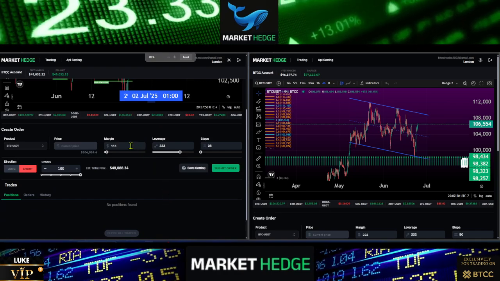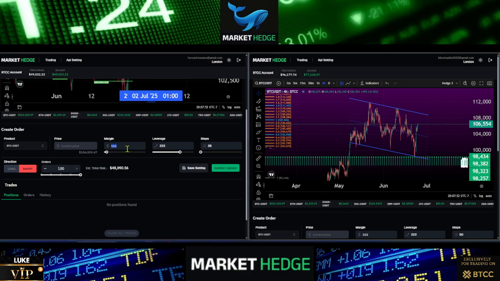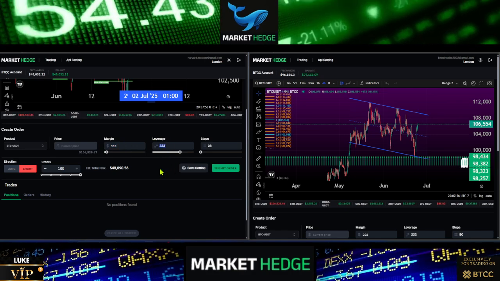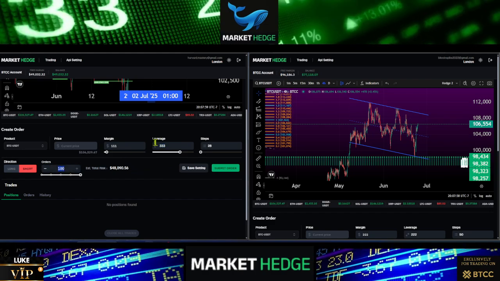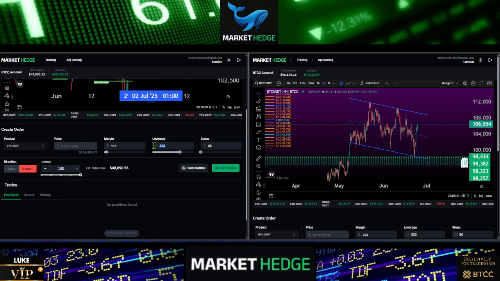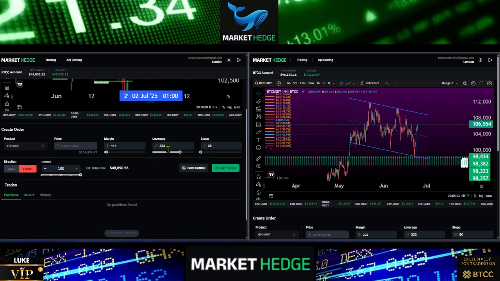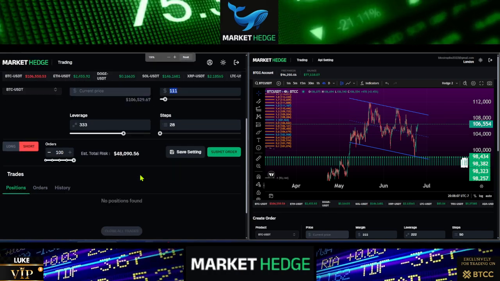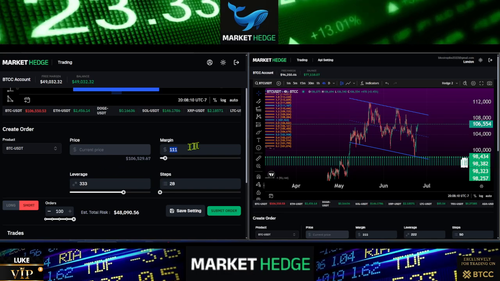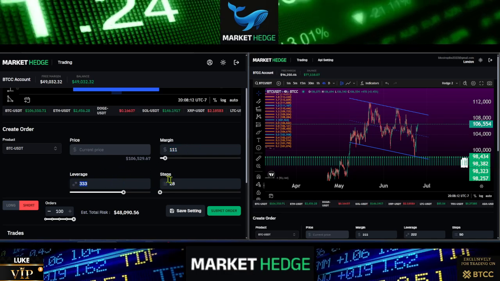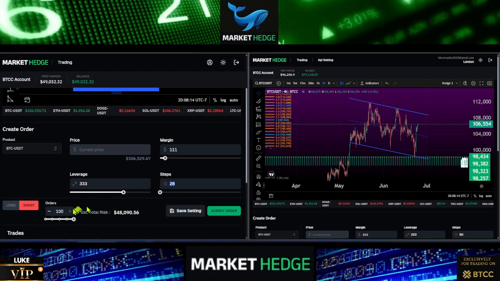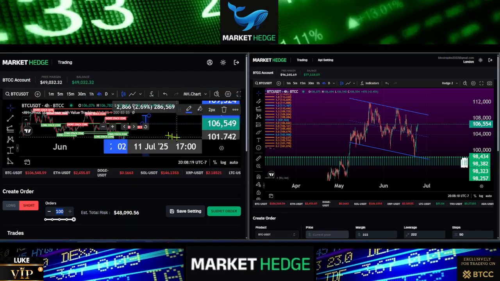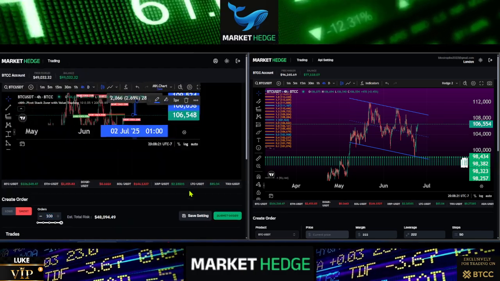I am going to institute 111 in margin and 333 leverage at each level. Okay, so 100 orders are each going to have 333 leverage. I think I flipped those. 333 leverage. Easy for me to say. And margin of 111. I need to zoom this in so everybody can see it. There we go. Now we're on. Okay, margin 111. Leverage 333. Steps 28, meaning $28 between each order. And this is going to be 100 orders. Let me zoom back out.